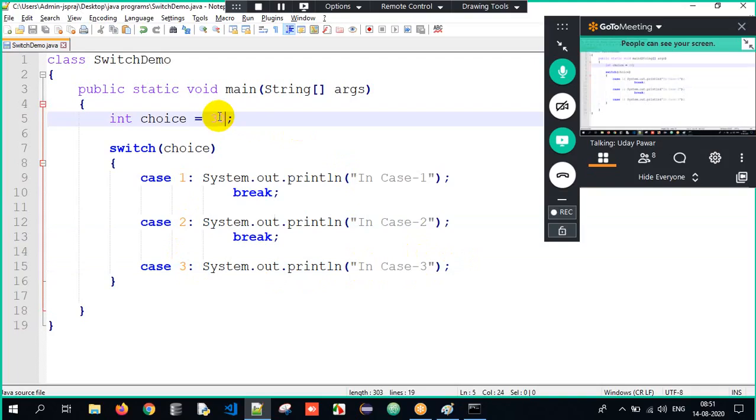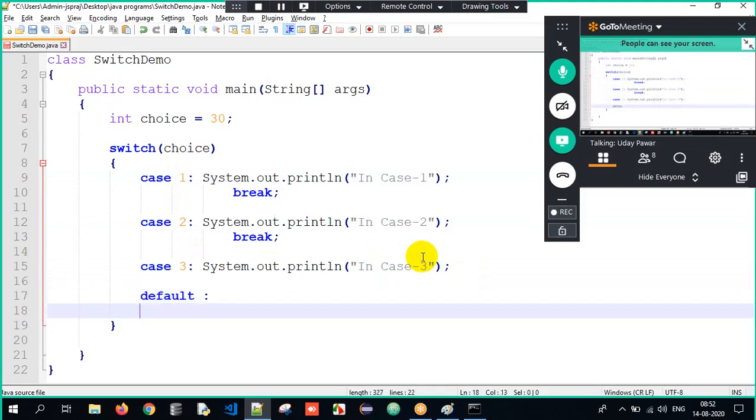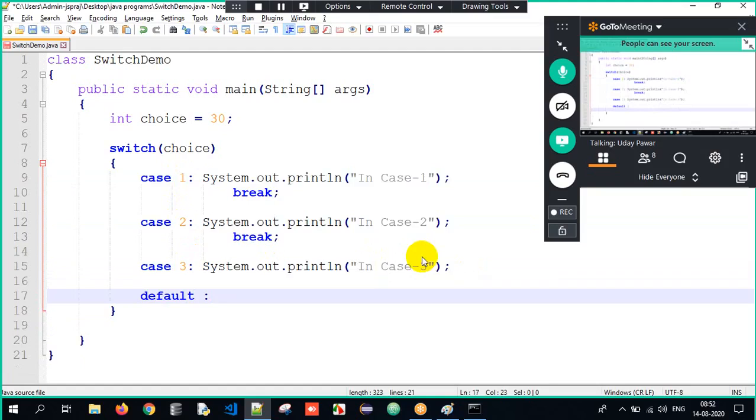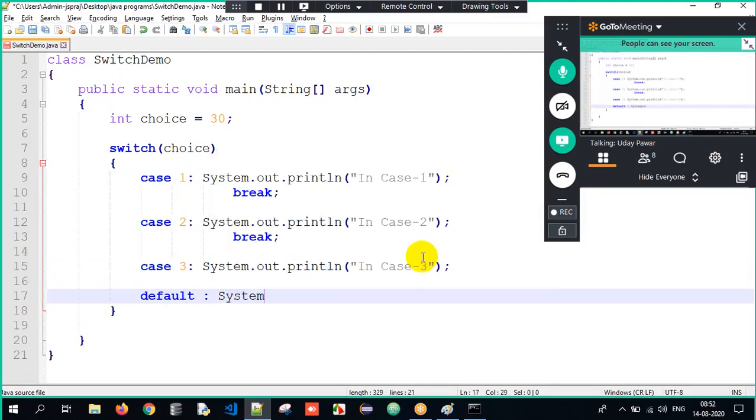What if the choice is 30? So when I say choice equal to 30, is 1 equal to 30? No. Is 2 equal to 30? No. Is 3 equal to 30? No. None of the cases will get executed. So if none of the cases get executed, then I can make use of something called default. Okay, what is the job of default here? If none of the above cases get executed, automatically the default block will get executed.